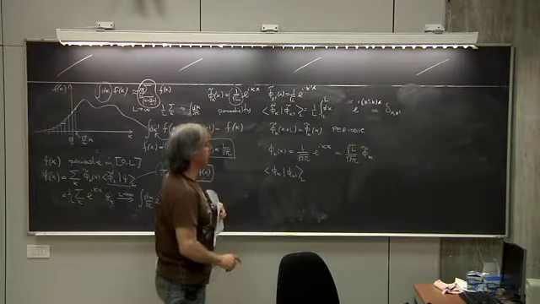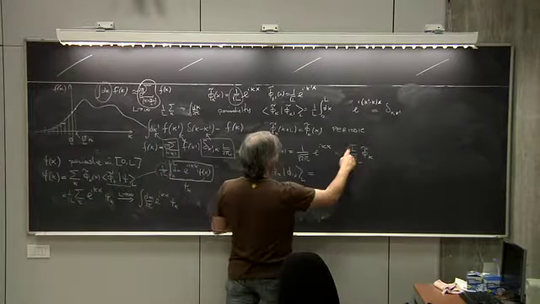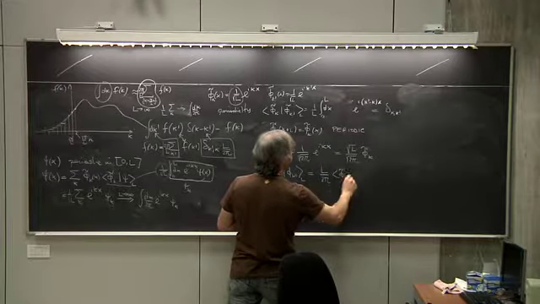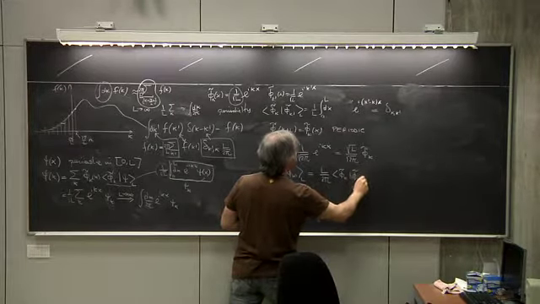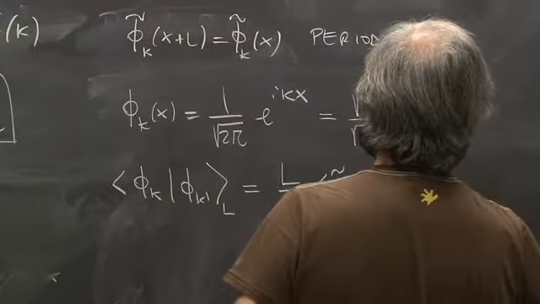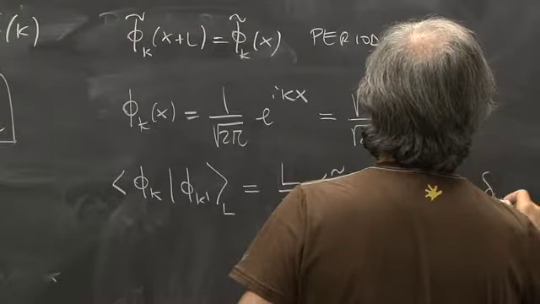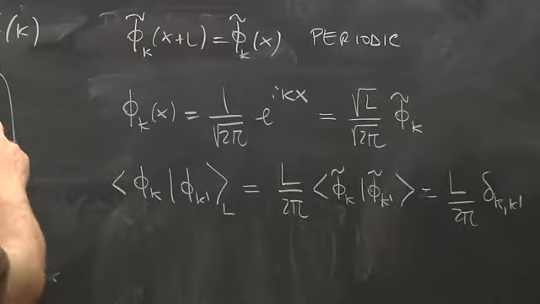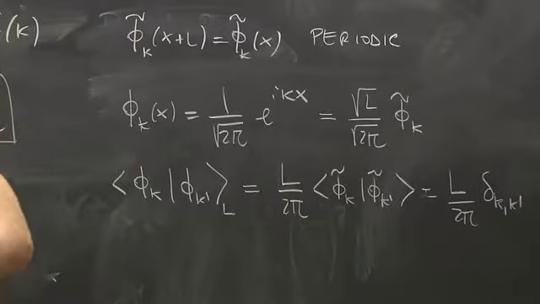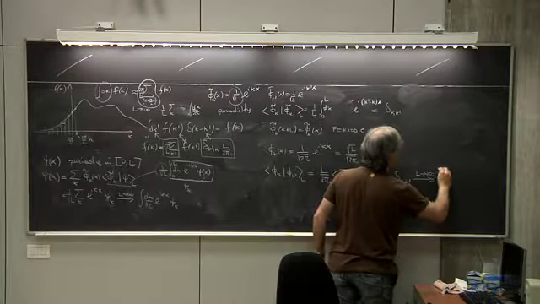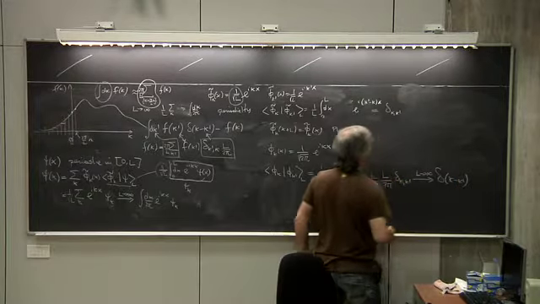It's a very trivial thing. So this becomes L over 2 pi phi tilde k phi tilde k prime. But this is a delta k k prime. So this is L over 2 pi delta k k prime. Okay? And in the limit L going to infinity, we know that L over 2 pi, the Kronecker delta becomes the Dirac delta. So this for L going to infinity becomes delta of k minus k prime. Is this clear?